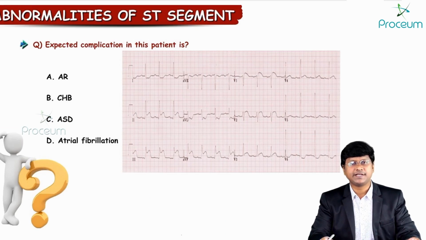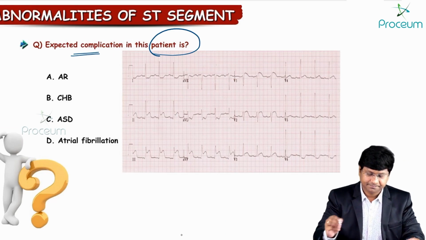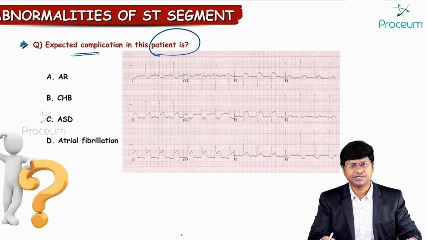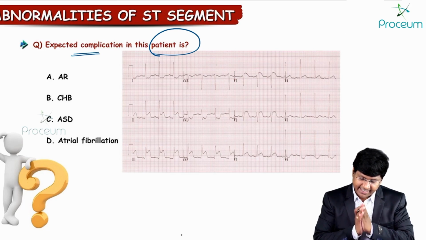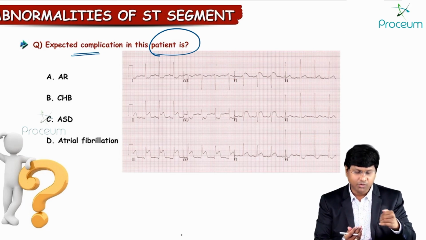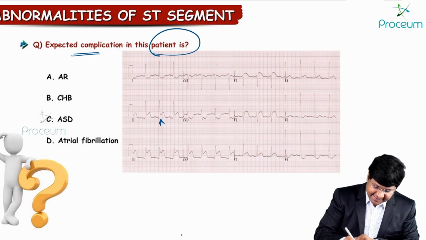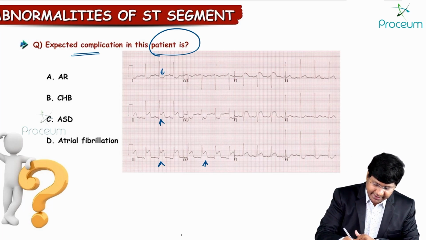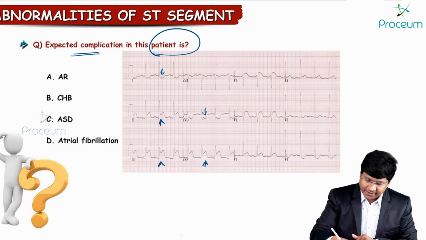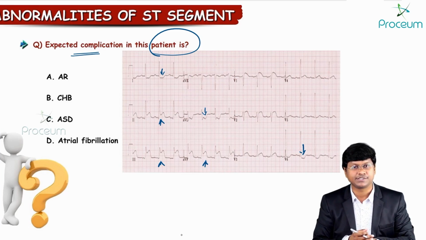Next. Now you see the next question. What is the expected complication in this patient? Aortic regurgitation, complete heart block, atrial septal defect, atrial fibrillation. So again, you see this ECG and diagnose what is there and then make out what is the expected complication. ST segment elevation is there in lead 2, lead 3 and AVF. And you have reciprocal changes in lead 1, AVL and V6 as well. That is, ST segment depression is there as a part of the reciprocal changes.